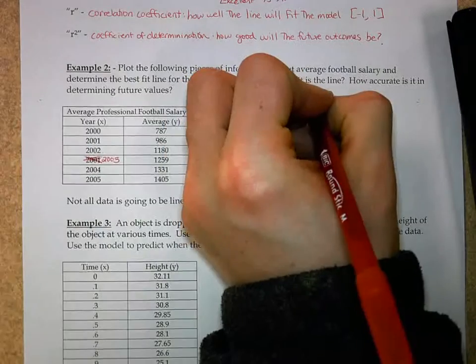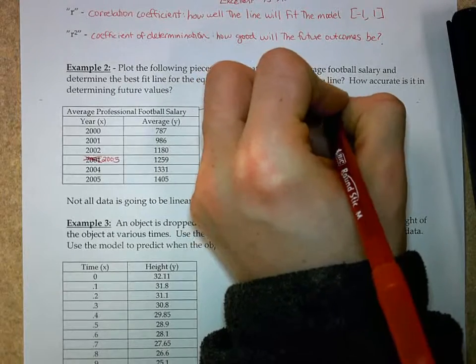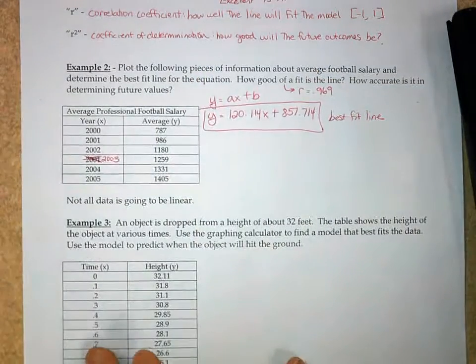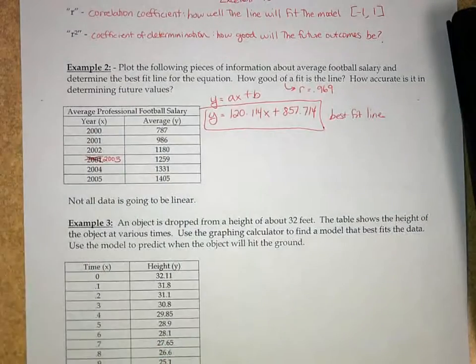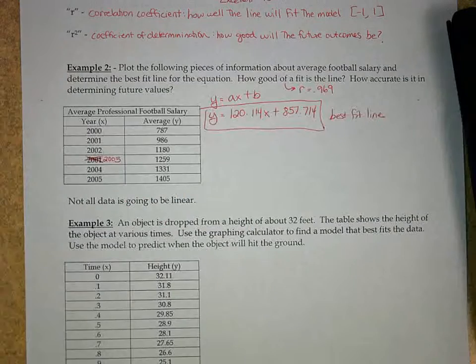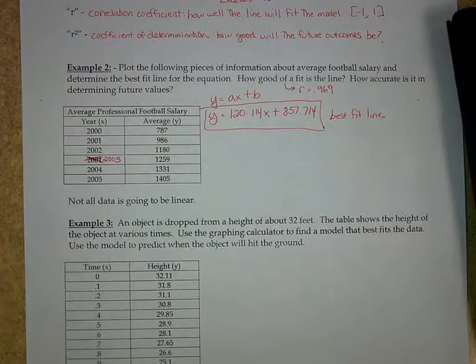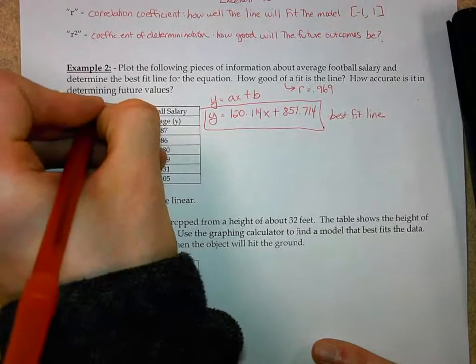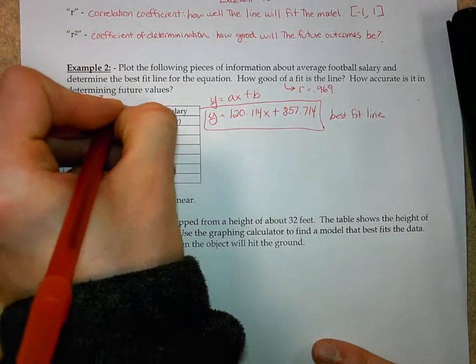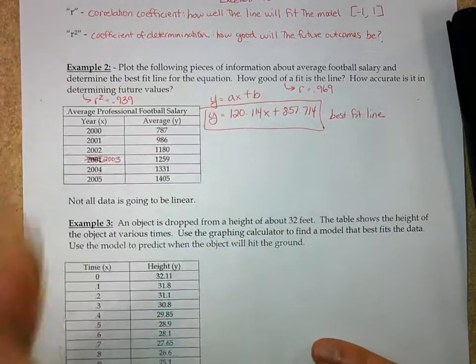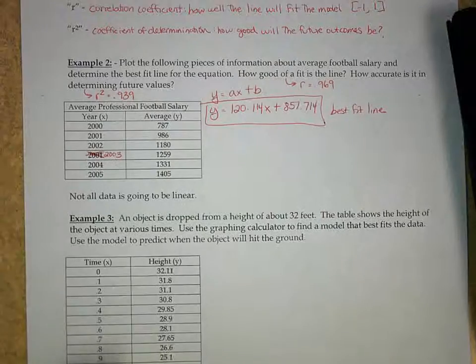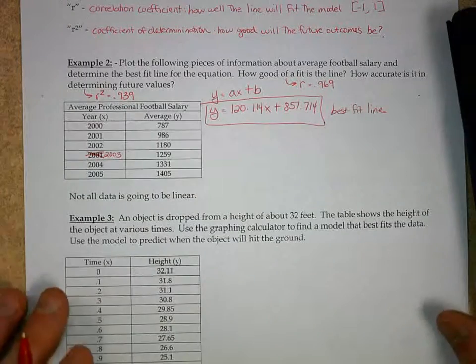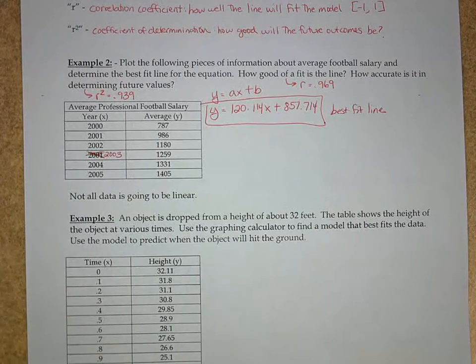How good of a fit is the line? Well, we get how good of a fit it is from the R value, which is 0.969. And the way we want to look at that is that's a 96.9% match, which is really good. And how accurate is it in determining future values? That's our R squared value, which is 0.939, which is pretty good at predicting the future. So this linear correlation looks to be correct in determining what the future salary would be.